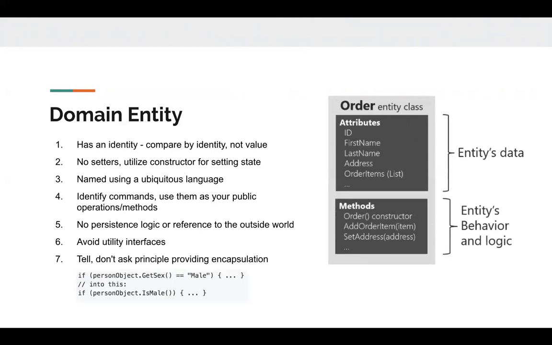Your naming should be ubiquitous. You should be naming your entities the same way that RPM speaks to them in the business. In most cases, try to. For example, we just changed one of our terms from eligibility application to marketplace application, and there's a reason for that. We should mimic that in our code so that we're speaking the same language. It's really important. Identify commands. Use them as your public operations and methods, right?